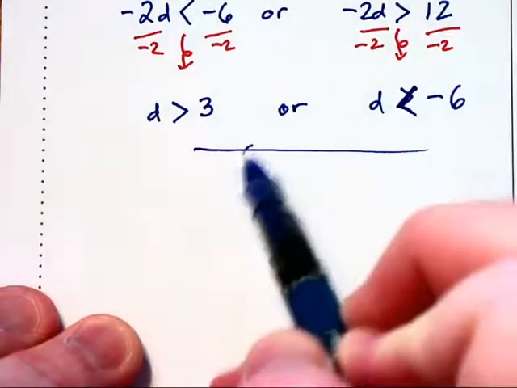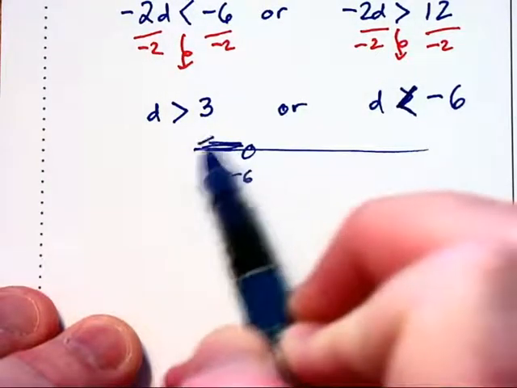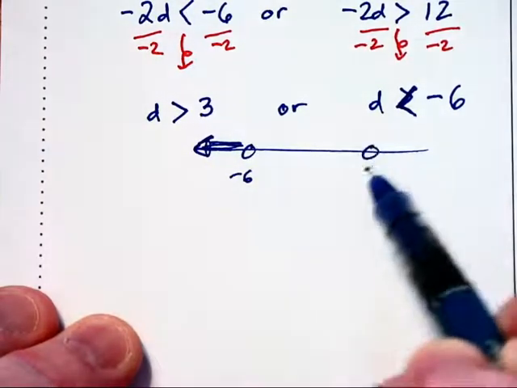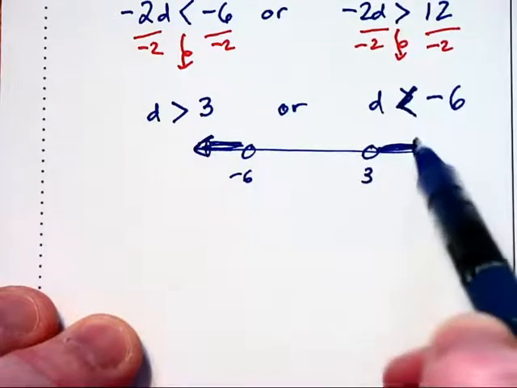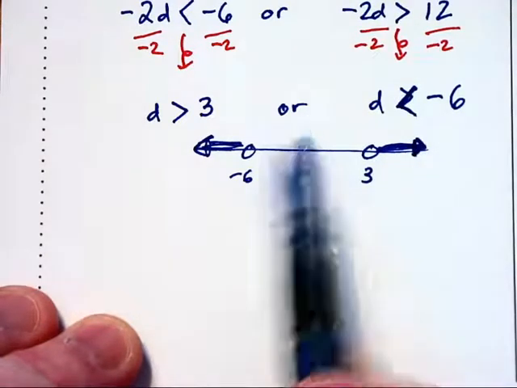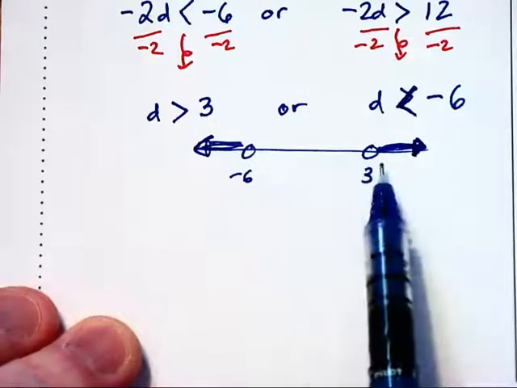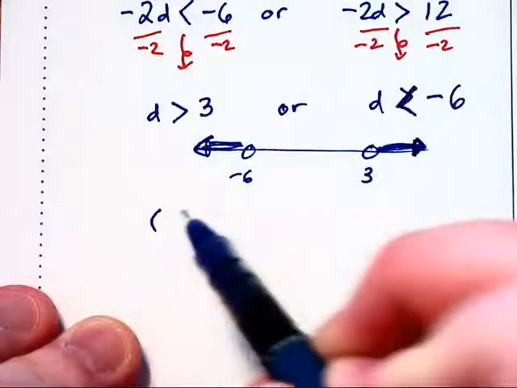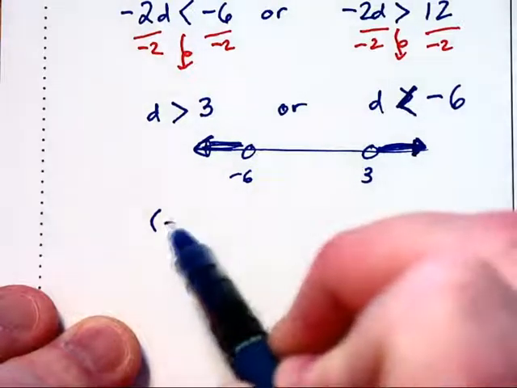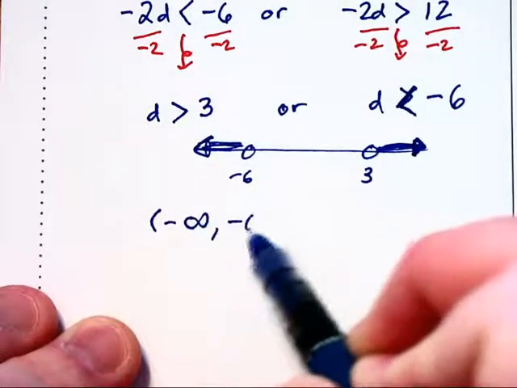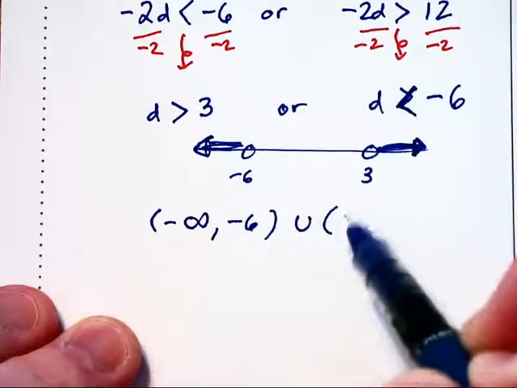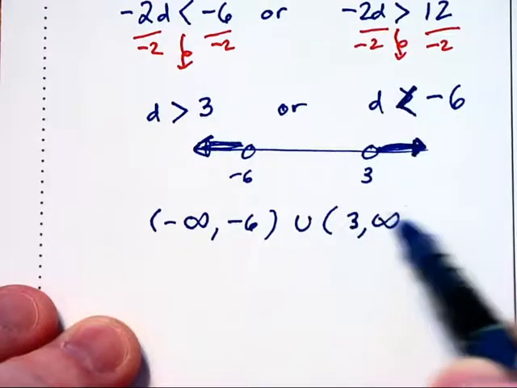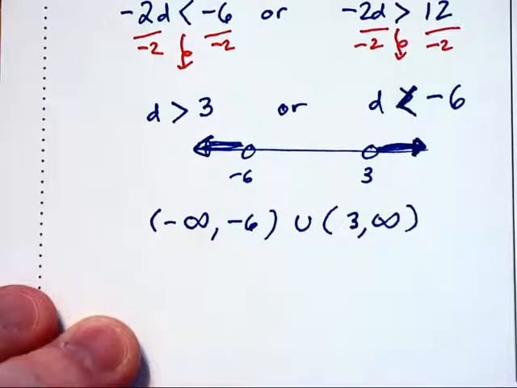We have negative 6 to the left. We have 3 to the right. Okay, we're looking for the word or, which says join these two together. So this is not a no solution problem. Instead, we will have from negative infinity up to negative 6 united with the interval from 3 to infinity.